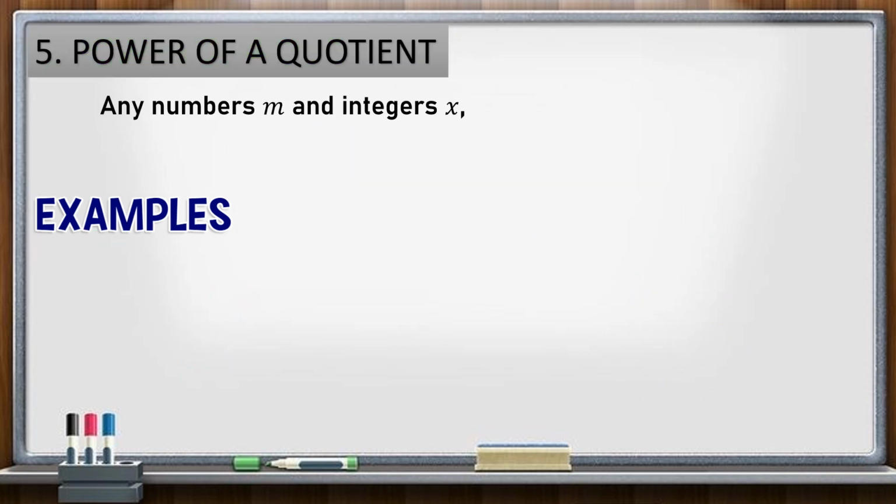Okay, so the last but definitely not the least law of exponent, we have here the power of a quotient. For any numbers m and n and integer x, we have m divided by n raised to x is equal to m raised to x divided by n raised to x. So, here we still distribute our exponent. For a while, I lost my pointer. Okay, so we will distribute the exponent to our numerator and to our denominator. That's why it became m raised to x divided by n raised to x.